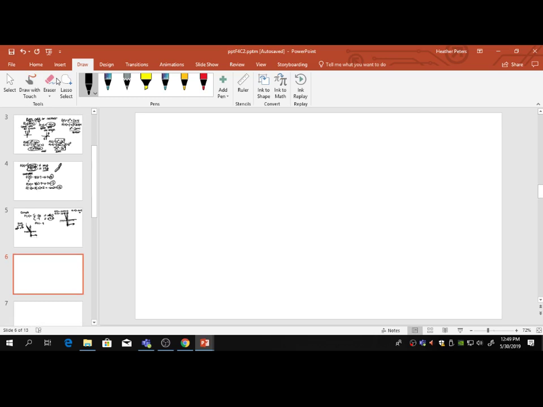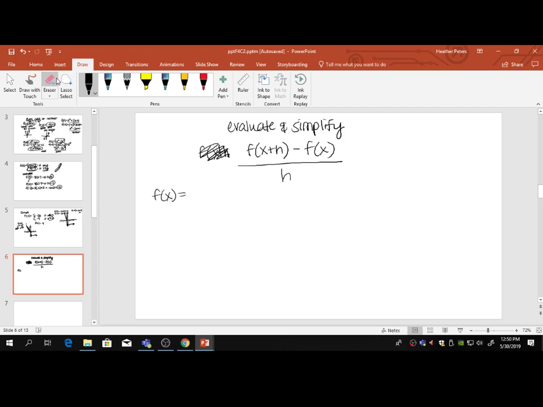Okay, the last thing you're going to be asked to do in the homework is to evaluate and simplify the difference quotient, which is this function, f of x plus h minus f of x all over h. And this is actually something you'll use once you get to calculus. So we're learning how to simplify it now to help you later. So let's say the function is f of x equals 5x. Okay, so first you need to find f of x plus h.